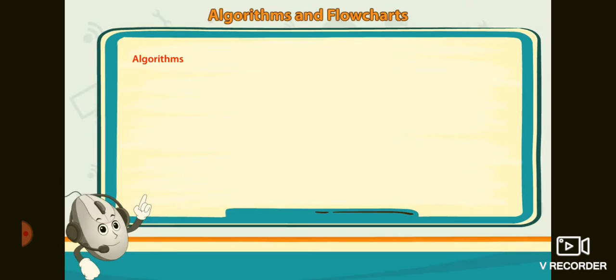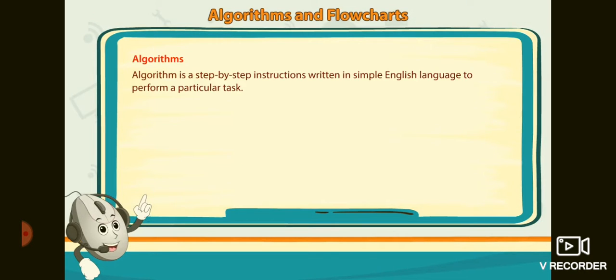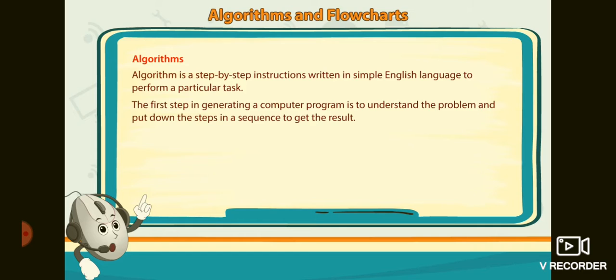Algorithm. The algorithm is a step-by-step instruction written in simple English language to perform a specific task. That is known as an algorithm. The first step in generating a computer program is to understand the problem and put down the steps in a sequence to get the result.